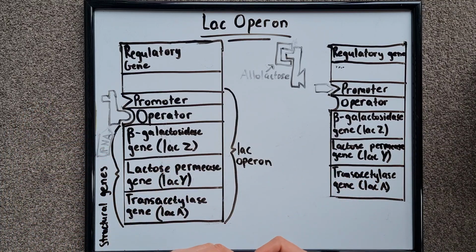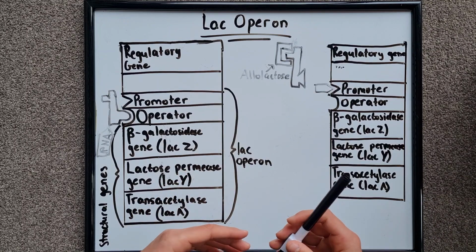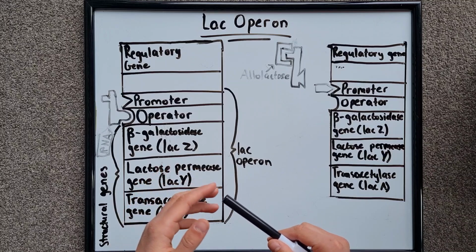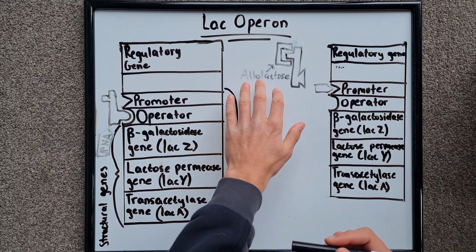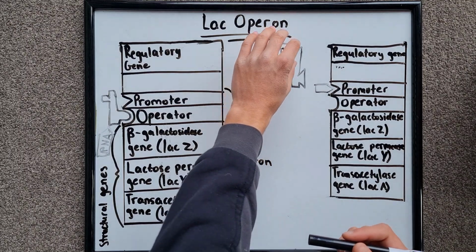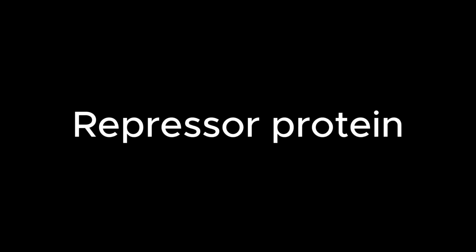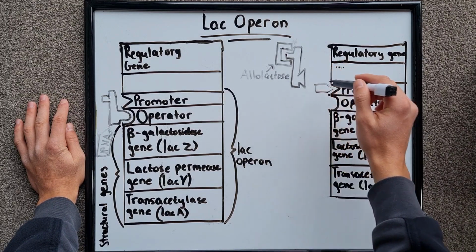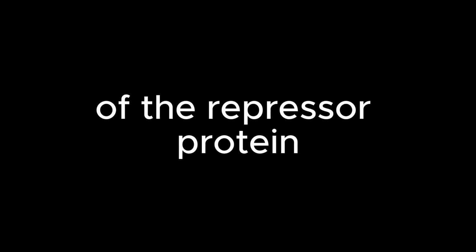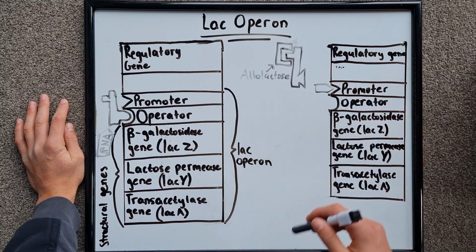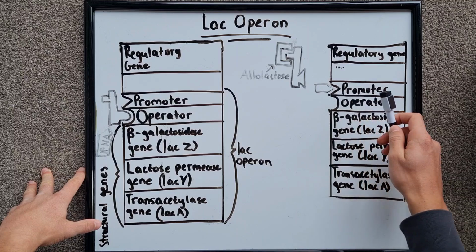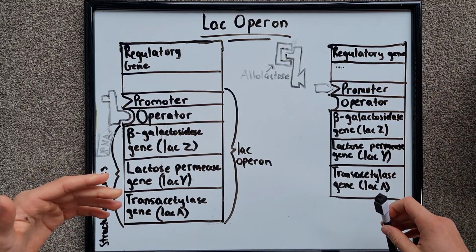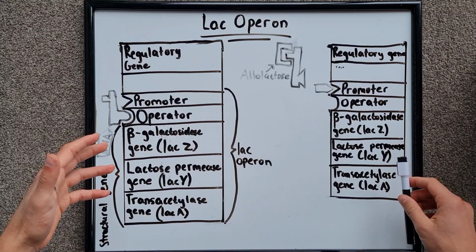Now, as we know, beta-galactosidase will hydrolyze lactose into glucose and galactose, but it also catalyzes the reaction of lactose into allolactose. So when we have allolactose present, it will attach to its binding site and that will change the binding site that used to bind to the operator, so it can no longer bind to the operator. This will then leave the promoter region uncovered for where RNA polymerase can come and attach to, and transcription of the structural genes can actually go ahead and take place.